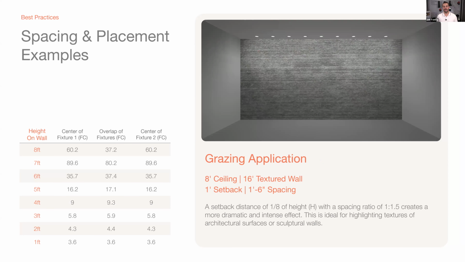In a grazing application, if we have maybe some more stone texture or things like that, this is an area where we're looking at a 1-foot setback and a much tighter 1'6" spacing. You can see it really brings out some of that texture more and highlights things in a bit more of an even manner.